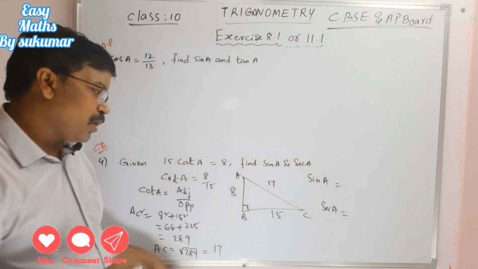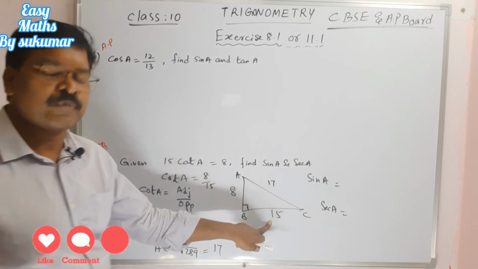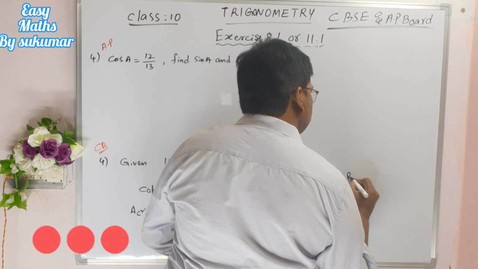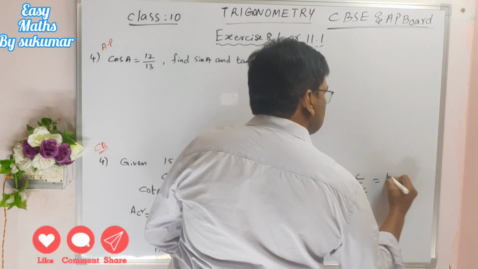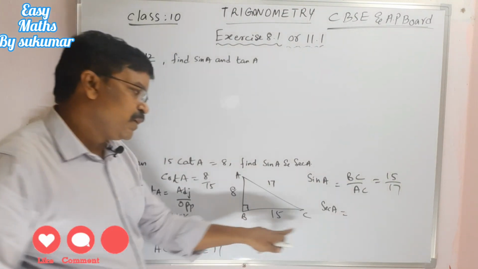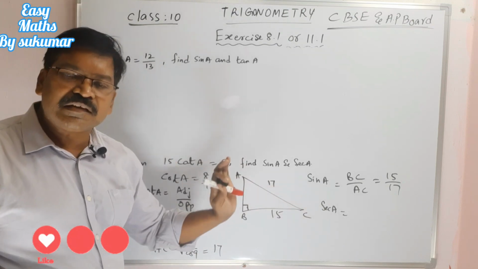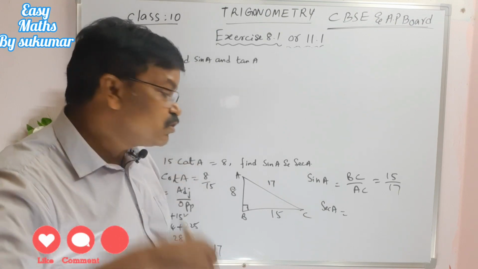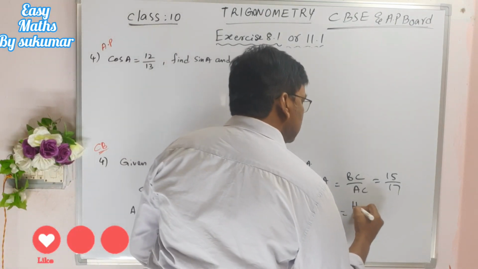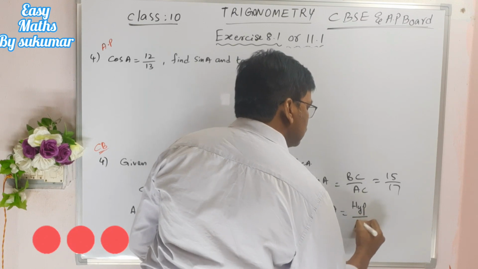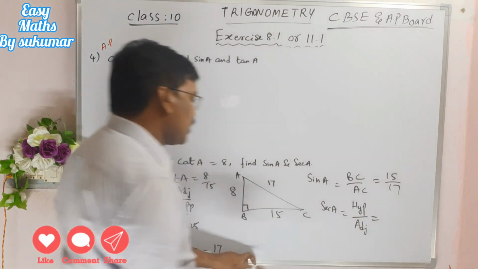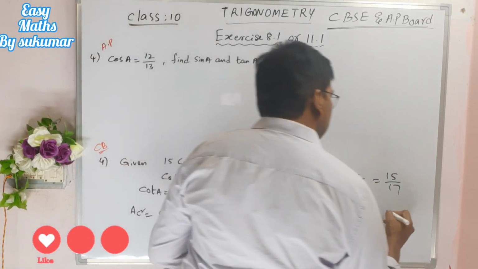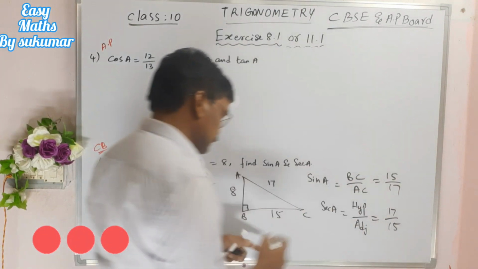So sine A means opposite side by hypotenuse. So this is BC by AC. So this is 15 by 17. Coming to secant A, it is the reciprocal of cos A. That means hypotenuse by adjacent side. Here the hypotenuse is AC, the adjacent side is 15. So this is 17 by 15.